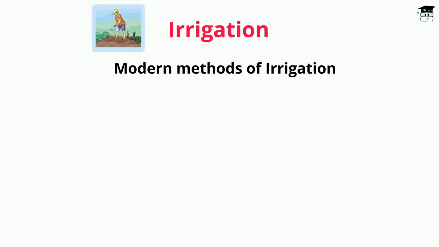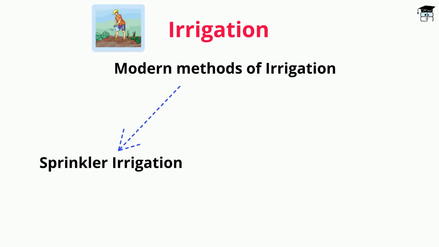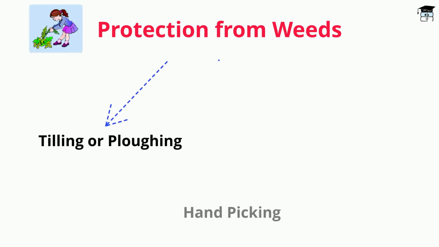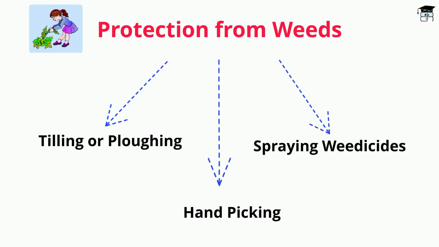The fourth agricultural practice was irrigation. We learned about the two modern methods of irrigation, which were sprinkler irrigation and drip irrigation. The fifth agricultural practice was protection from weeds. We learned about three methods through which crops can be protected from weeds. The methods were tilling or plowing, hand picking, and spraying weedicides.